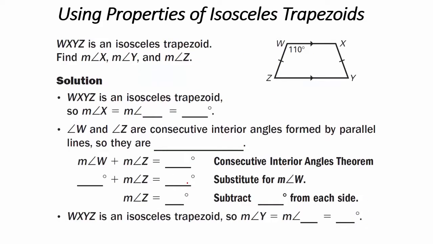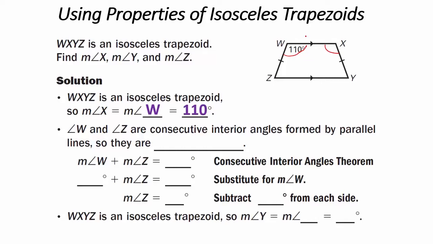Example 1. Using properties of isosceles trapezoid. WXYZ is an isosceles trapezoid. Find the measure of angle X, the measure of angle Y, and the measure of angle Z. We know that WXYZ is an isosceles trapezoid, so the measure of angle X, which is right over here, is the same as the measure of angle W. Those are the base angles, and so we have the measure of angle X is 110 degrees.